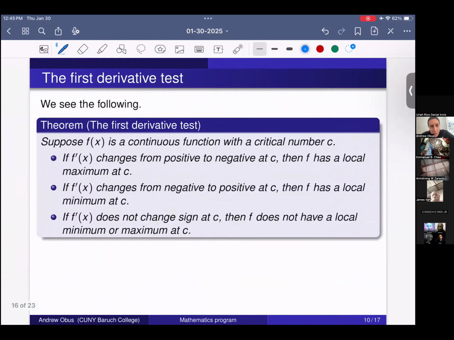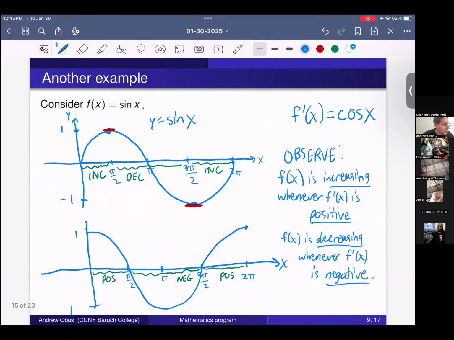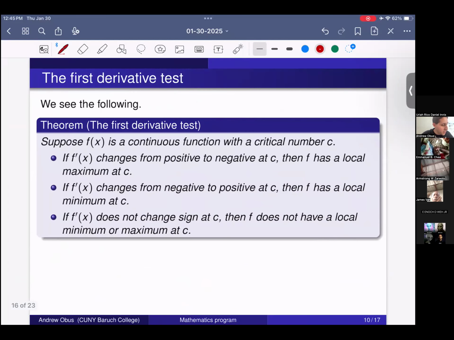So what do we see in general? This is actually a theorem which is called the first derivative test. Maybe before I state the theorem, I should notice that this here is a local maximum and this here is a local minimum. So what does the theorem say for the first derivative test?